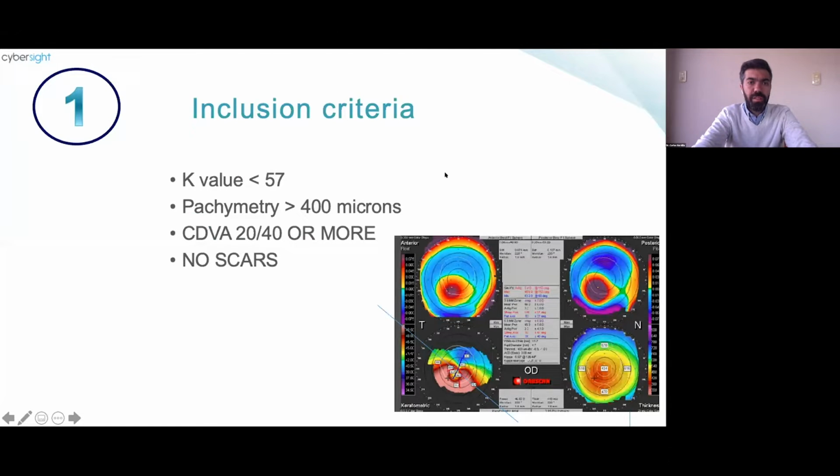For patients with keratometric values less than 57 and good pachymetry values, we can choose the intracorneal rings. Of course, we need to be sure that the patient has no scars or leukomas in the center, because otherwise, no matter that we have a regular corneal surface, if we don't have transparency in the cornea, the results are not going to be good.